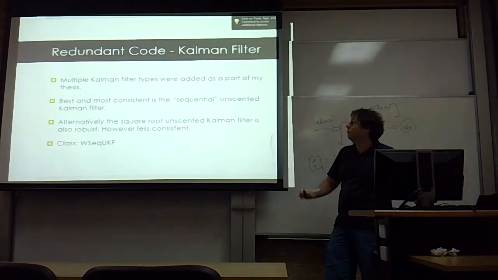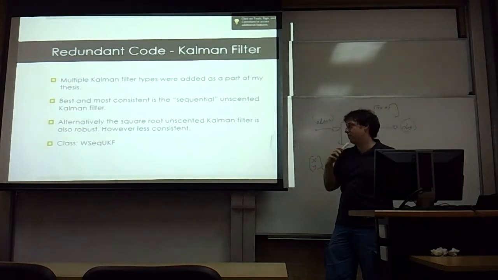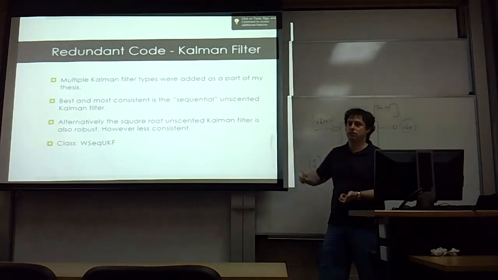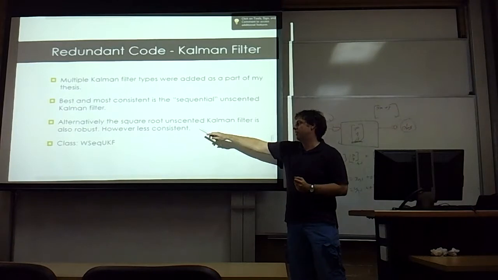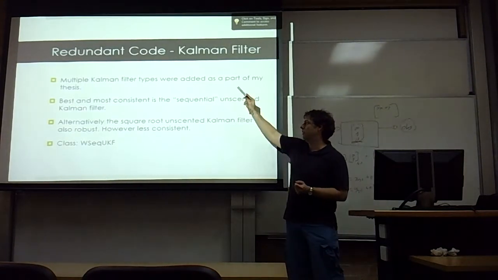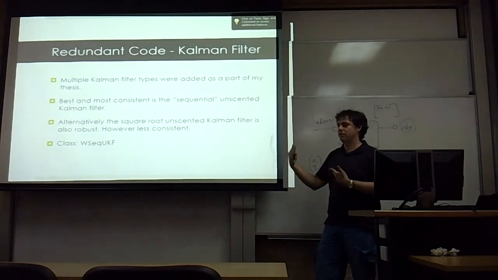In terms of the camera filters, I had a bunch of different implementations of the camera filter algorithm. Probably the best one is the one that's labeled as sequential, and the alternative is the square root unscented camera filter. The reason the sequential one is good is that it doesn't matter which order the object updates are performed in, whereas for the other ones it does.